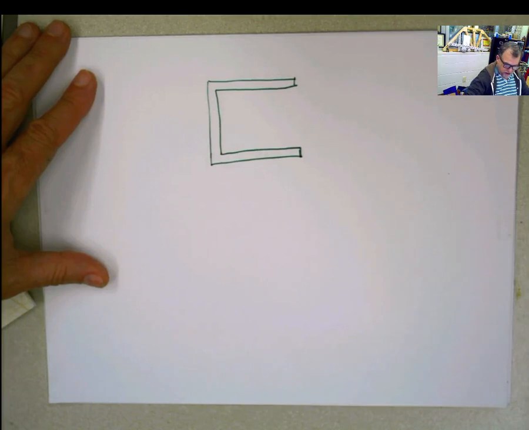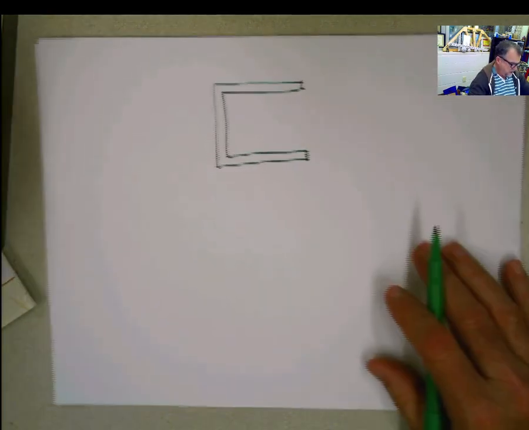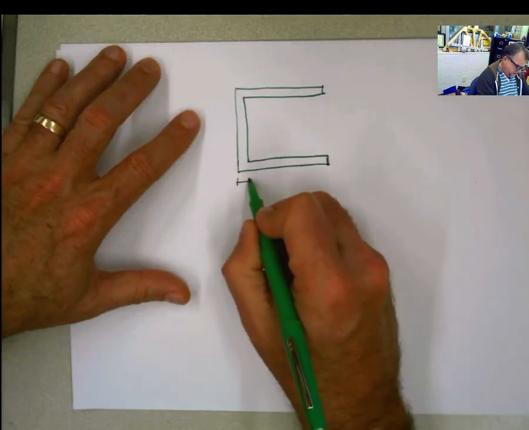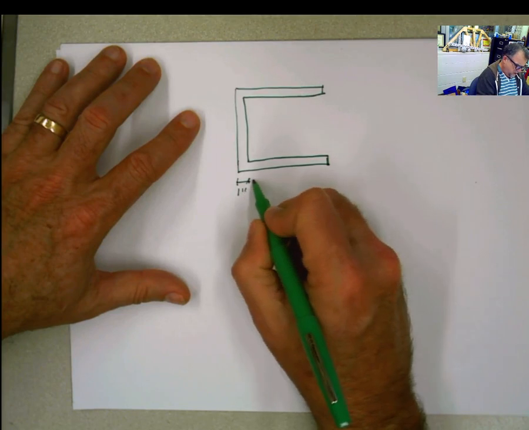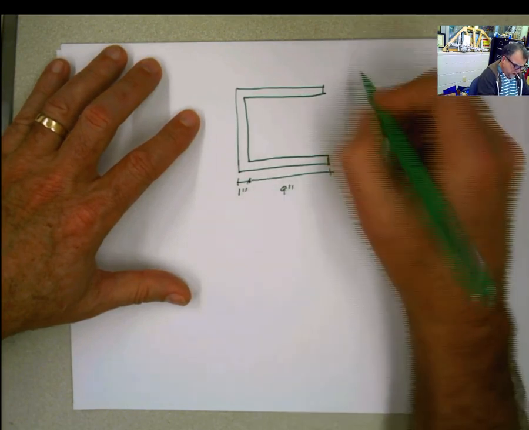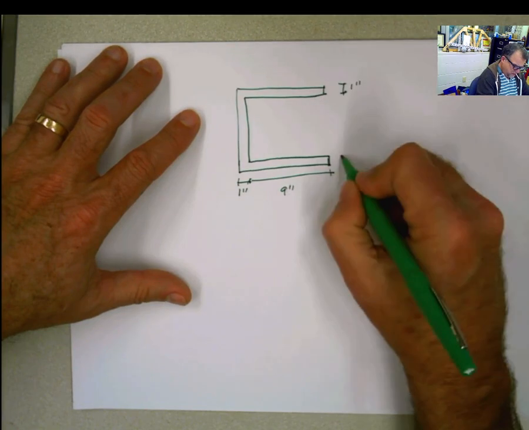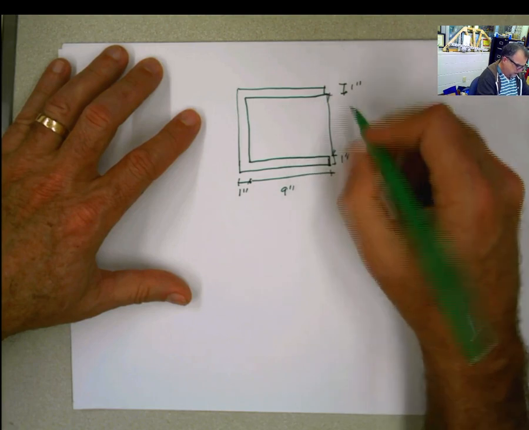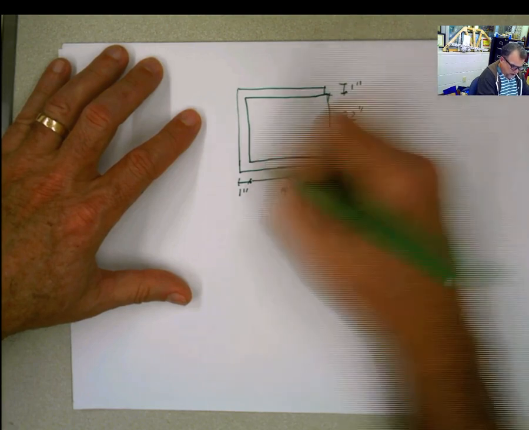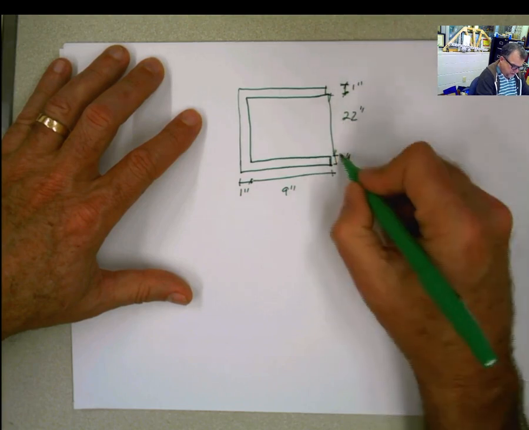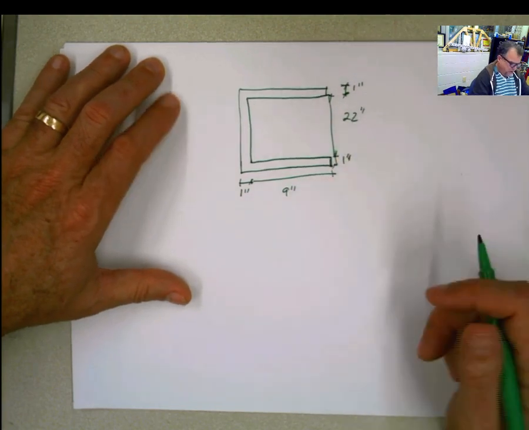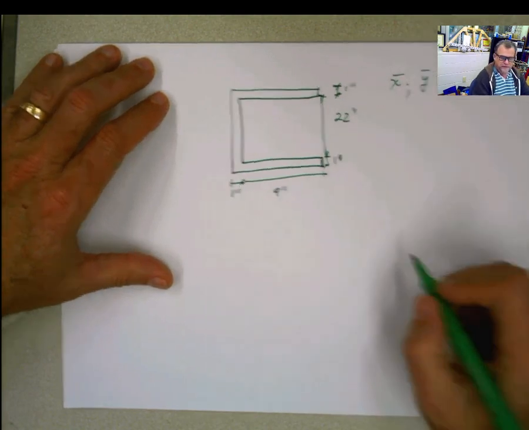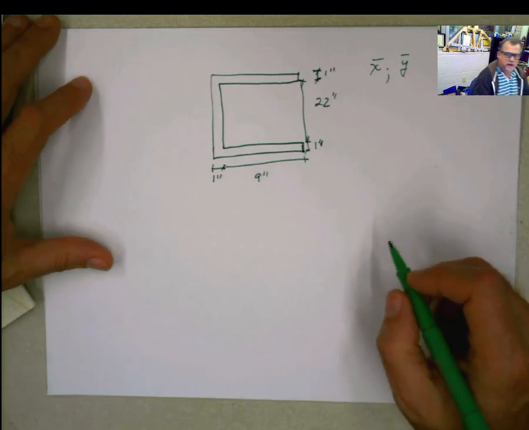And we have to determine the centroid of this figure. Let's say this is 1 inch, and this is 9 inches. Same thing here, 1 inch, 1 inch. And the distance from here to here is 22 inches. Obviously, this is not up to scale, but you know the idea, right? So this is what we have, and we have to calculate the centroid in X and the centroid in Y. That's what we are required to do in this problem.